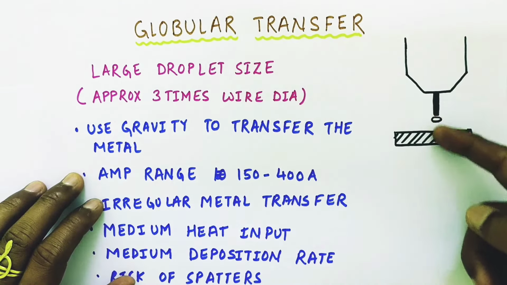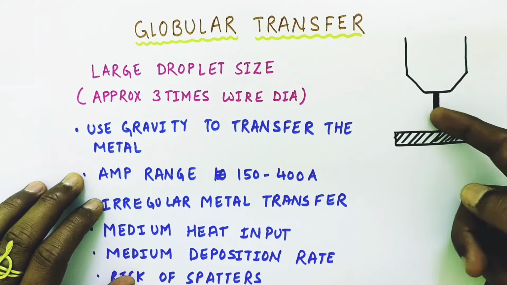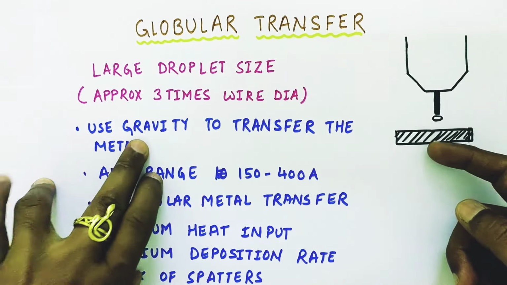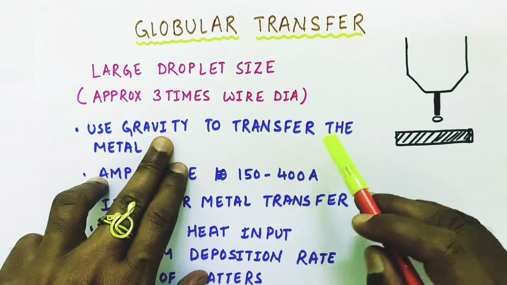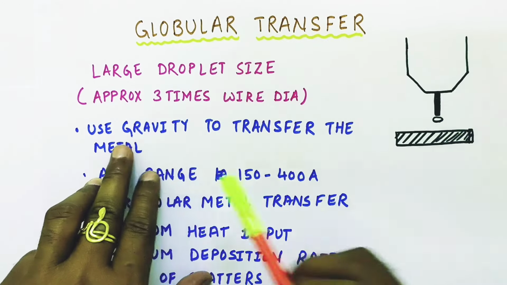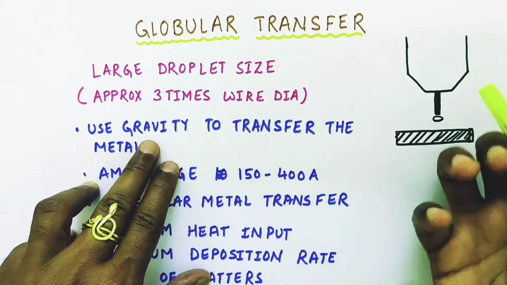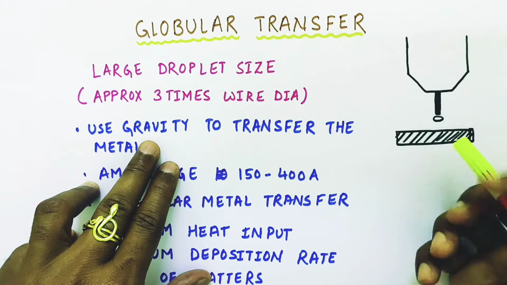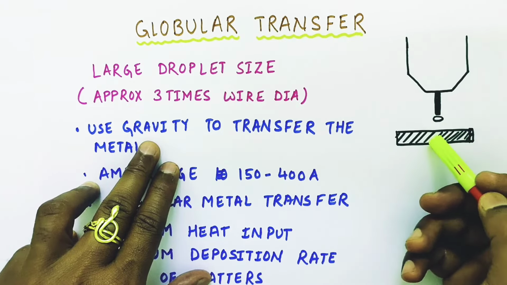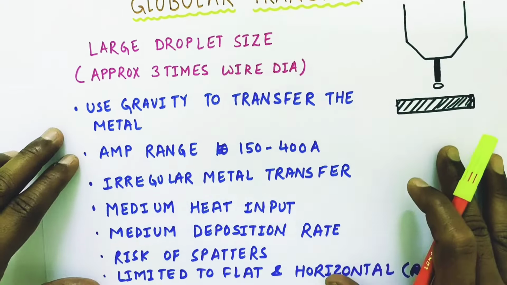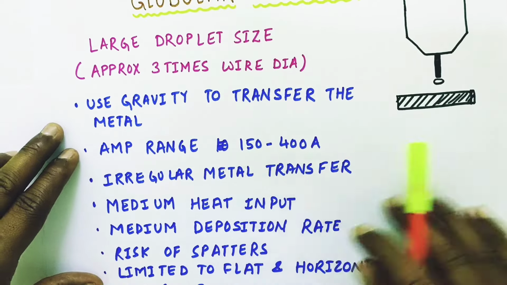So how do these droplets get detached from the filler wire? It is with the help of gravity. In spray transfer, you have the pinch effect, but here you have gravity which causes the globules to detach from the filler wire and travel to the workpiece. So it uses gravity to transfer the metal. The ampere range is between 150 to 400 amperes.